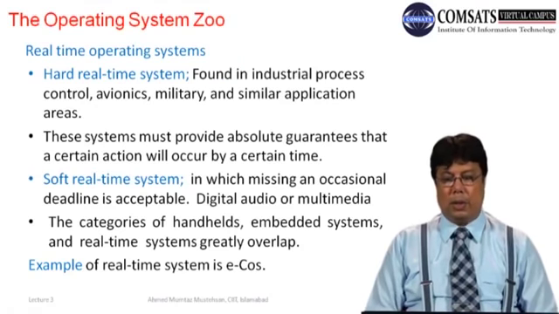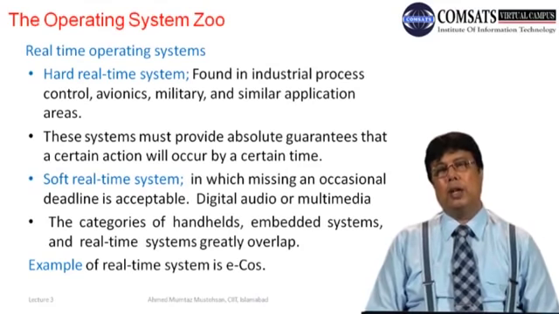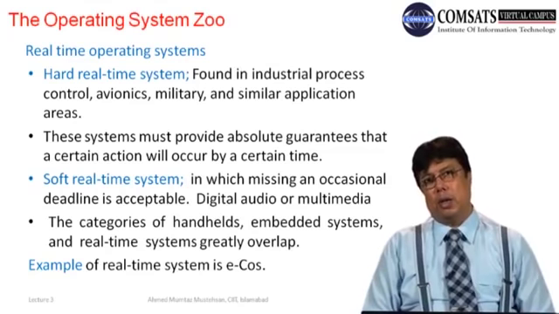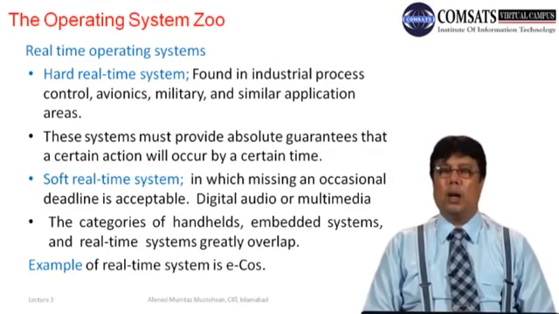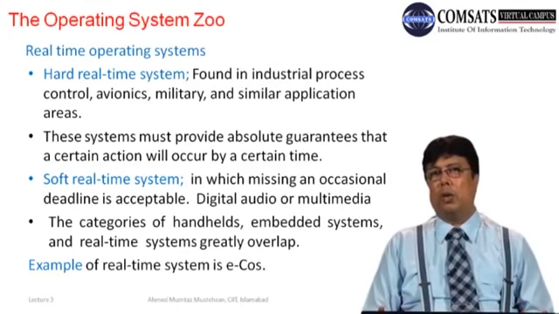Then real-time operating system. There are certain situations, environments where the computer controls the environment. For example, manufacturing in the car industry, where you might have seen the conveyor belt, the belt on which all the cars are moving.